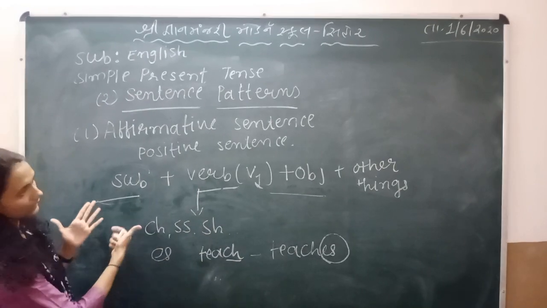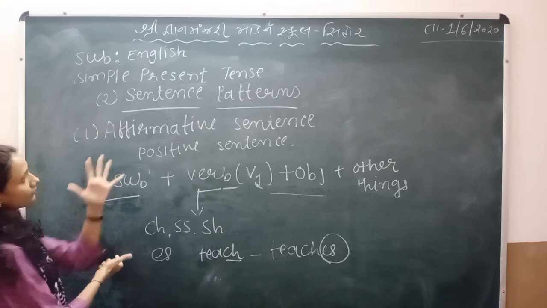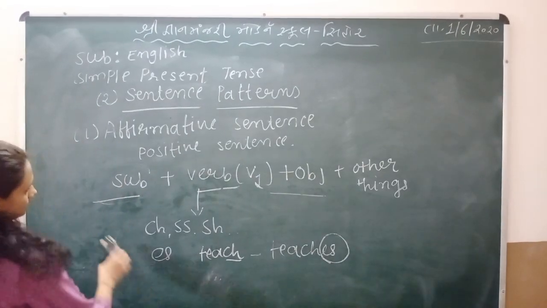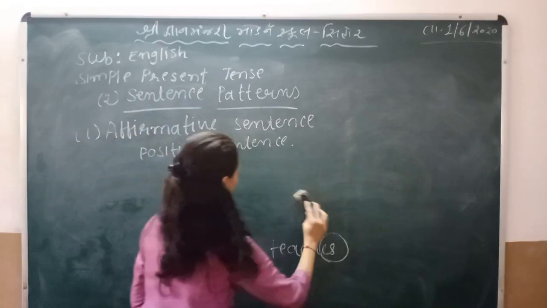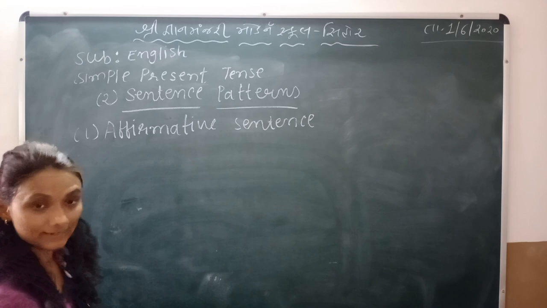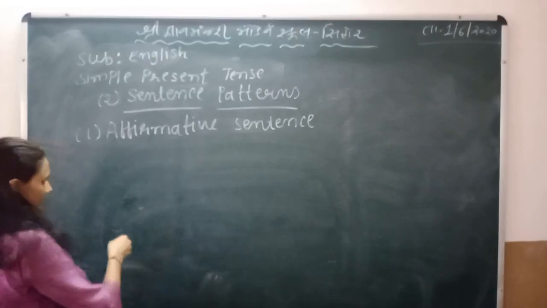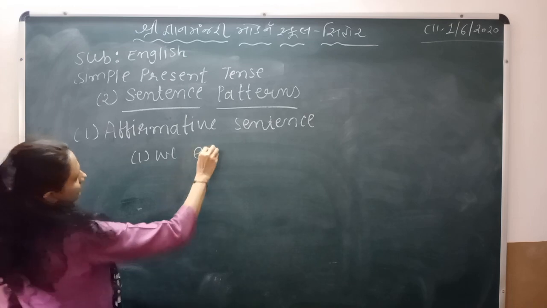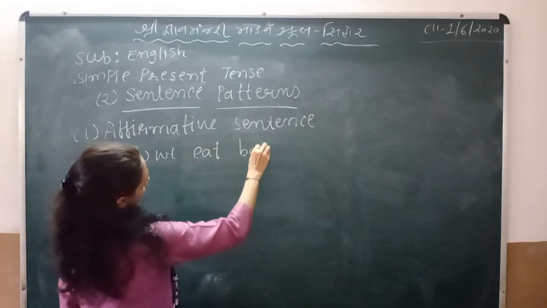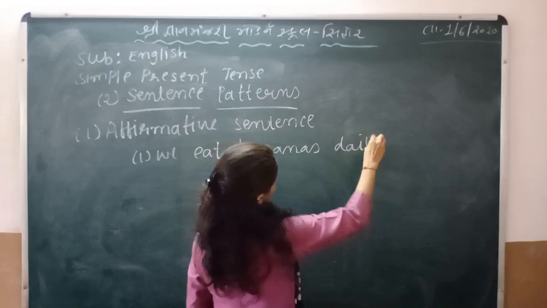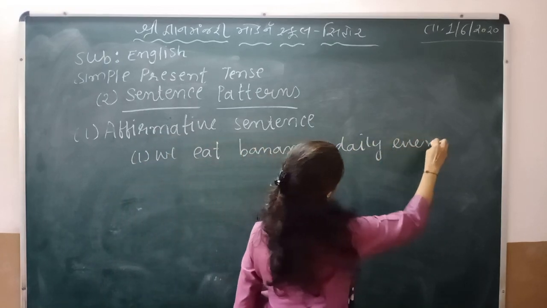So these are the sentence pattern and rules of the affirmative sentence. Now switch to negative sentences. Before that, let me give you some more sentences of affirmative sentence. See, we eat bananas daily evening.